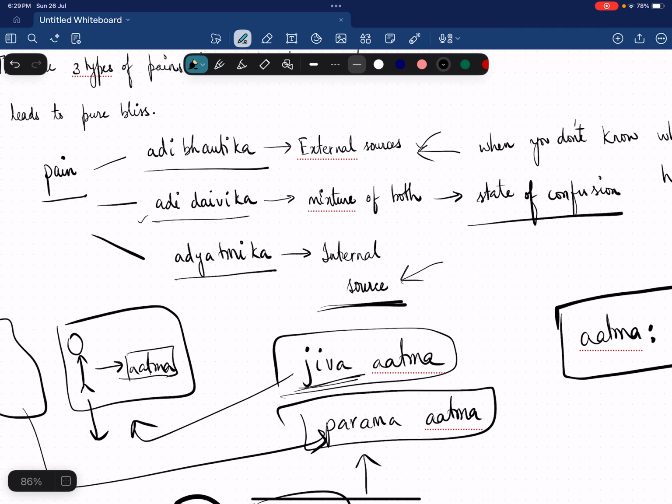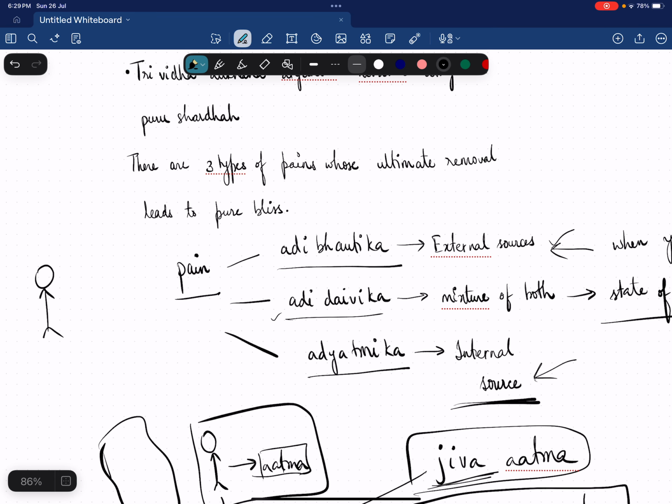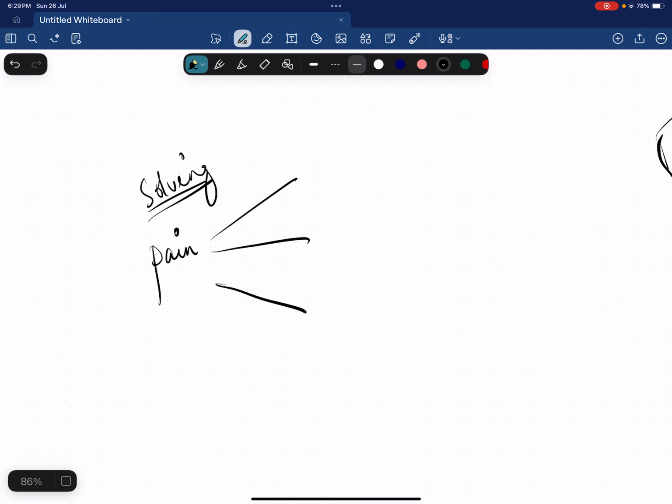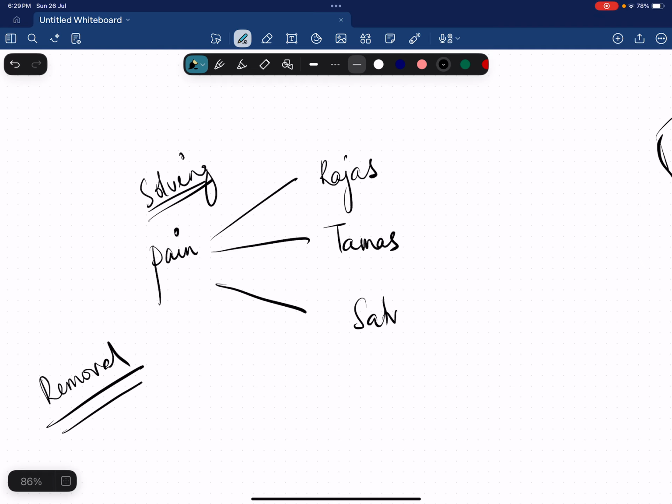If you look at this line over here, there are 3 types of pain whose ultimate removal leads to pure bliss. Now, there are 3 types of pain. That is what I have described here. Now, the removal itself is in 3 types, which is what I'm going to talk about right now. The solving of pain, the removal, is of 3 types. One is rajas, other is tamas, other is sattva. I'll start with sattva. Sattva basically means clear, transparent.